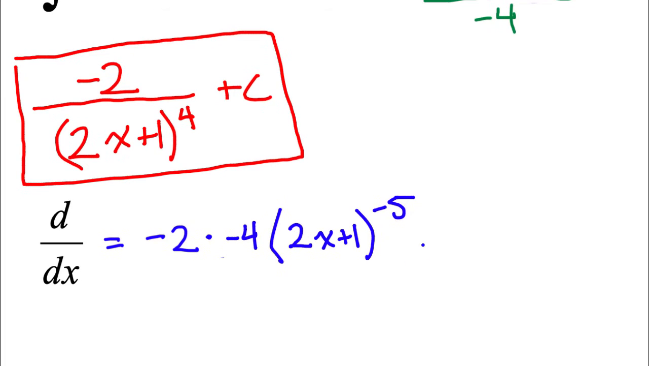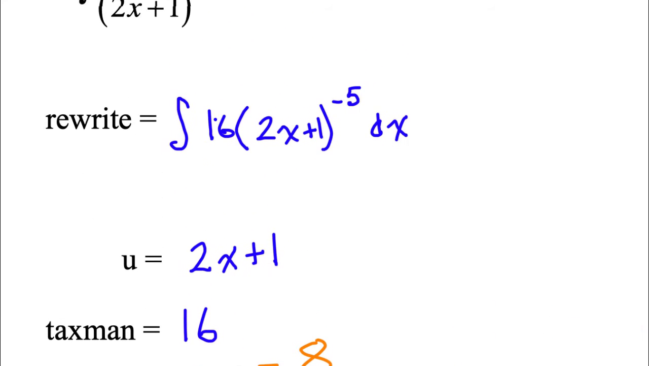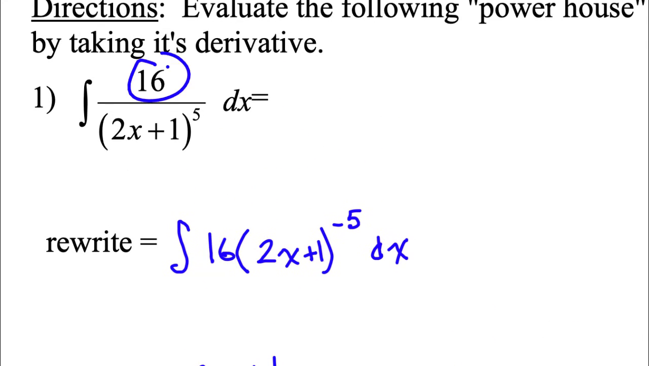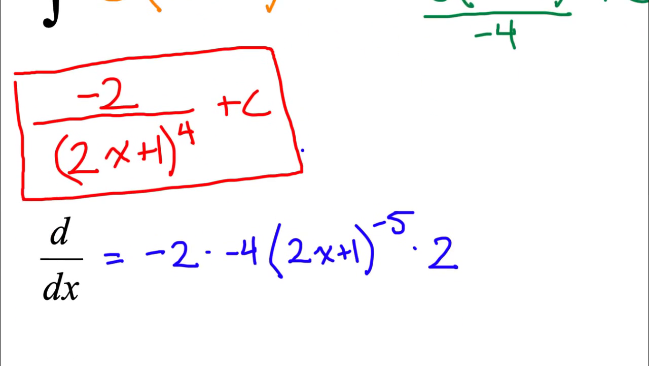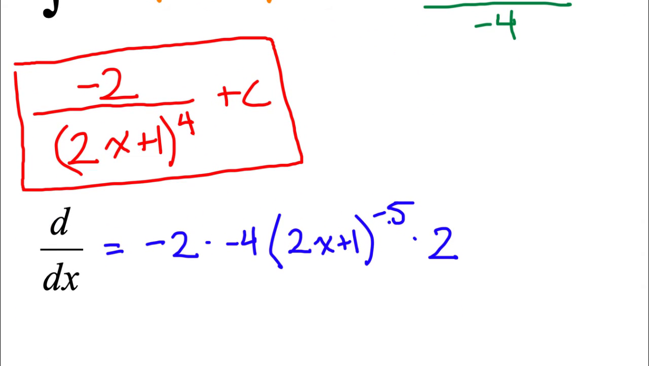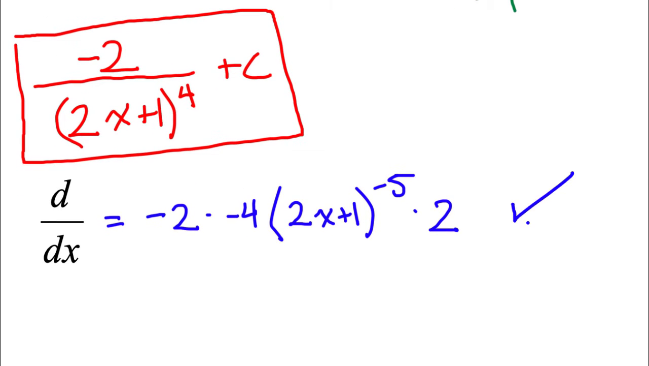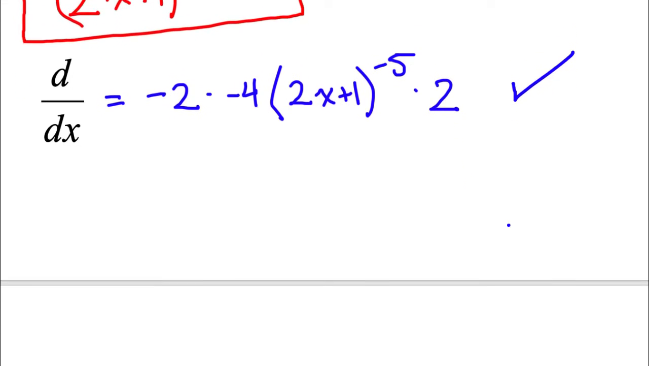And don't forget your dinner. This was the derivative of the inside, which was 2. So negative 2 times negative 4 is 8. 8 times 2 is 16. And lo and behold, we started with a 16. That's the main thing that I'm checking. I know that this 2x plus 1 is going to be to the positive 5 if it's in the denominator. I'm going to go ahead and preemptively give myself the check. Yes, that does work. I'm trying to get the correct coefficient, and I did indeed get that.